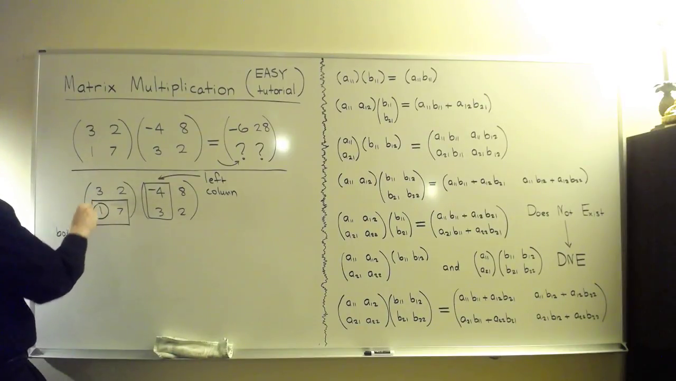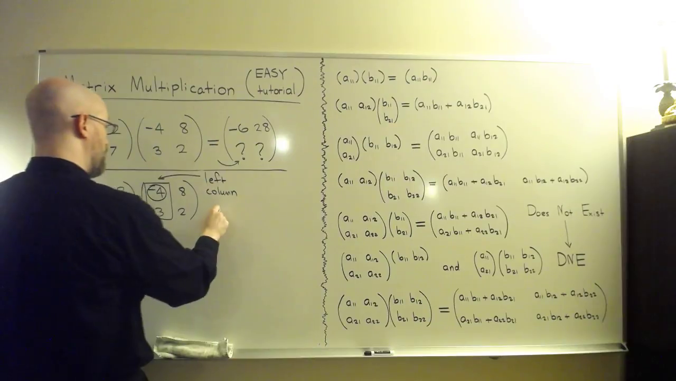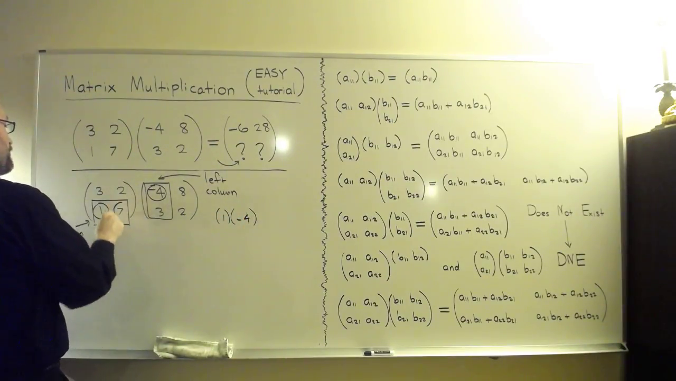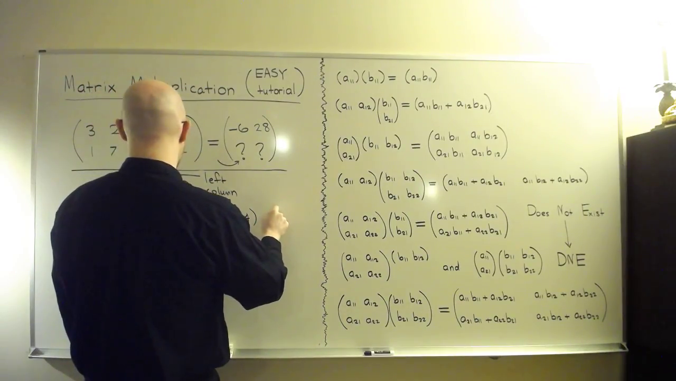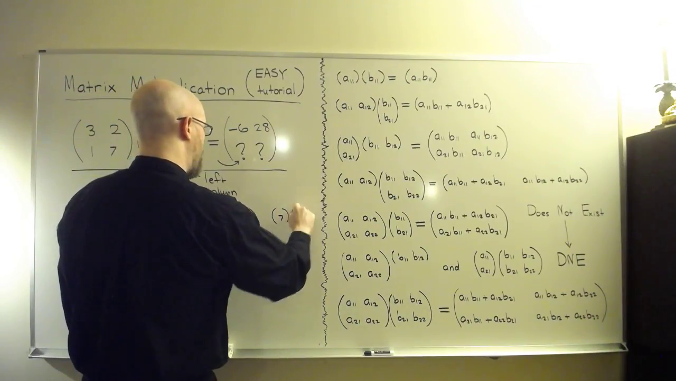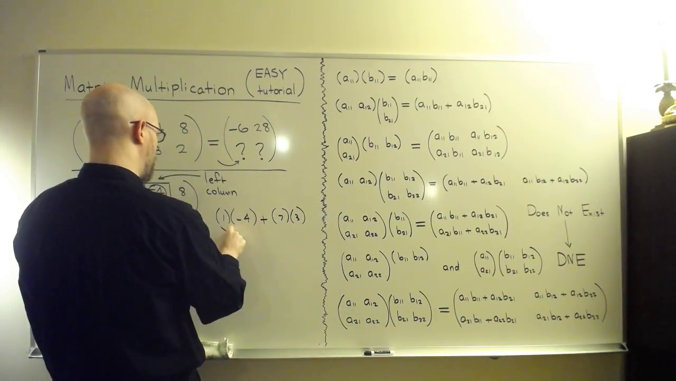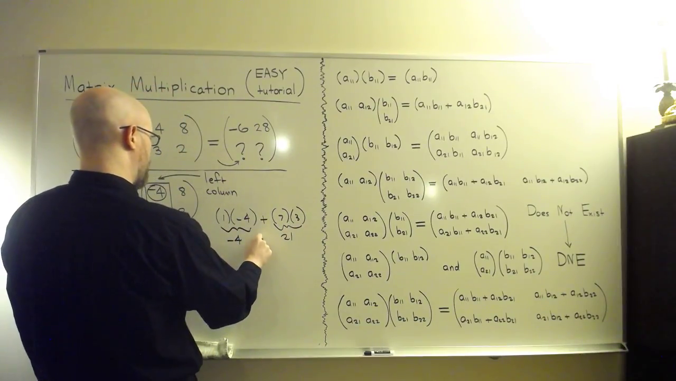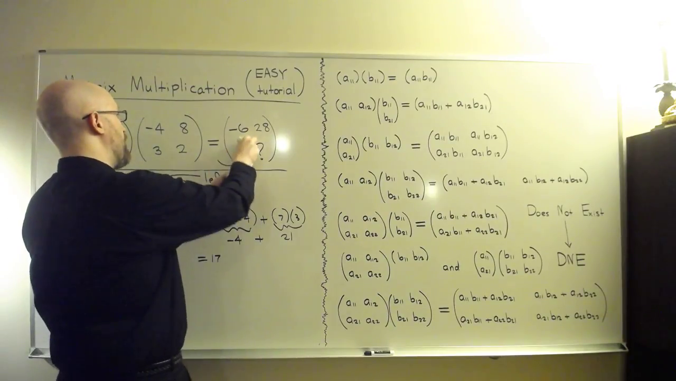I'll take the first entry of this bottom row, the first entry of this left column, multiply them together, 1 times minus 4. The second entry of this bottom row, the second entry of this left column, multiply those together, 7 times 3. This gives me a minus 4 and a 21. Add those two together, I get a 17. That's my bottom left entry.